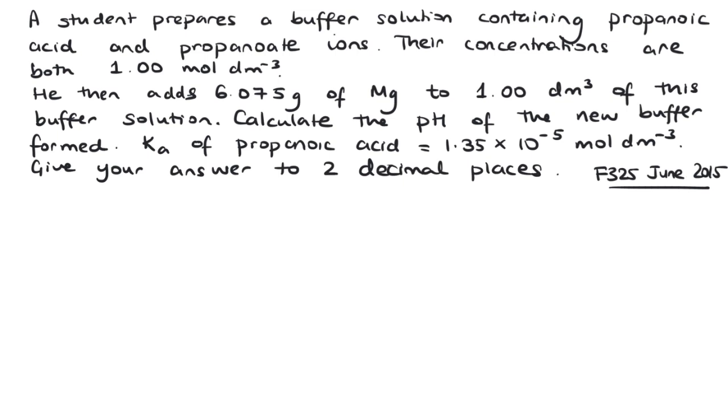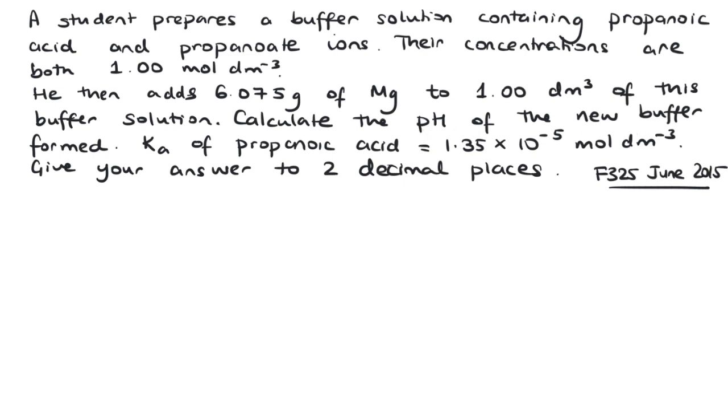It says a student prepares a buffer solution containing propanoic acid and propanoate ions, and their concentrations are both 1 mole per decimeter cube. He then adds 6.075 grams of magnesium to this 1 decimeter cube of buffer solution, and we need to calculate the pH of this new buffer formed.